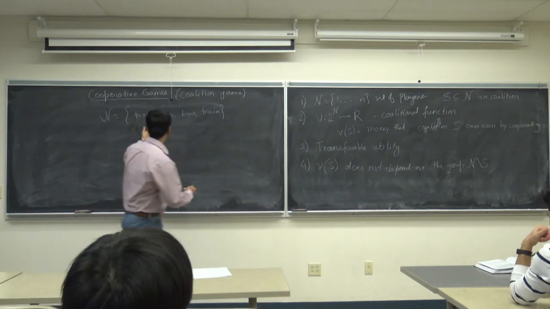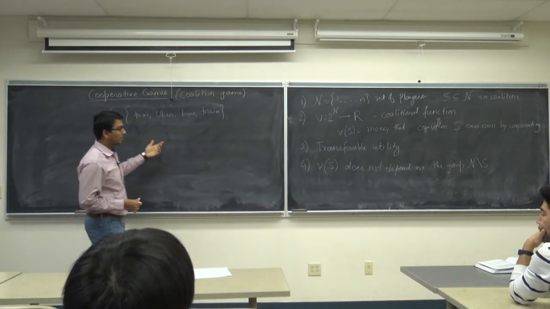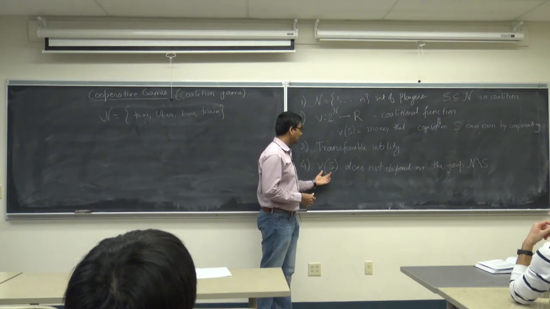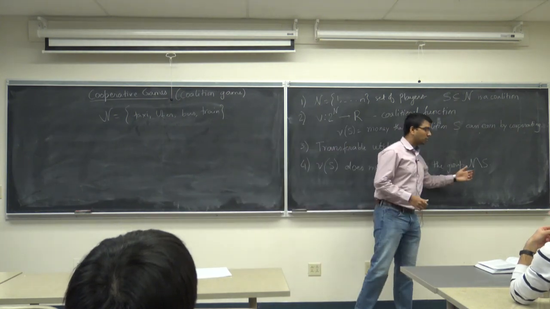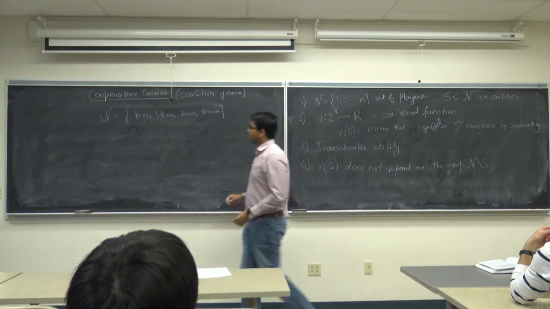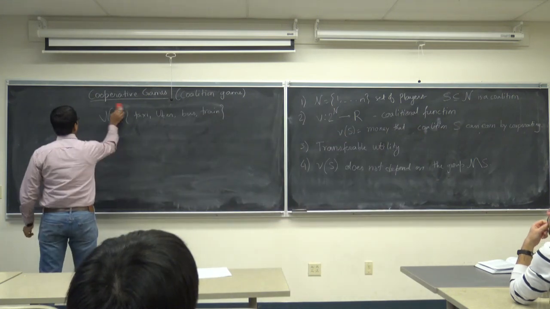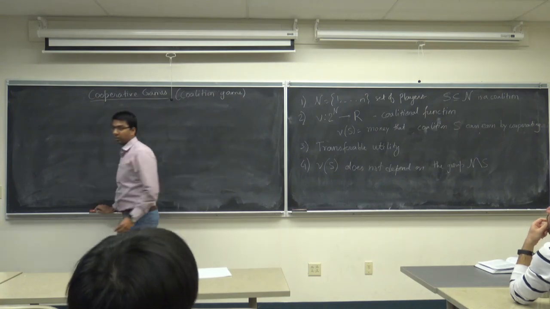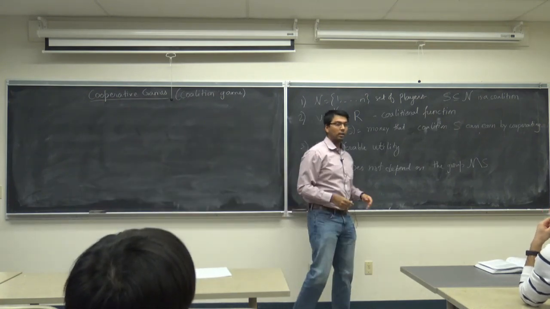So as you can see, that is not the case here, but we will not consider that case. We'll consider this case where V(S) does not depend on the group N minus S. Okay, any question about the assumptions or the model?